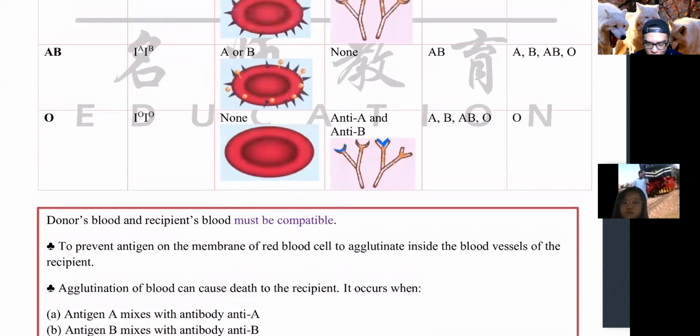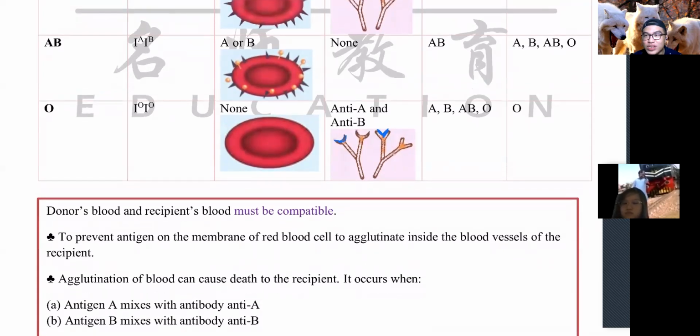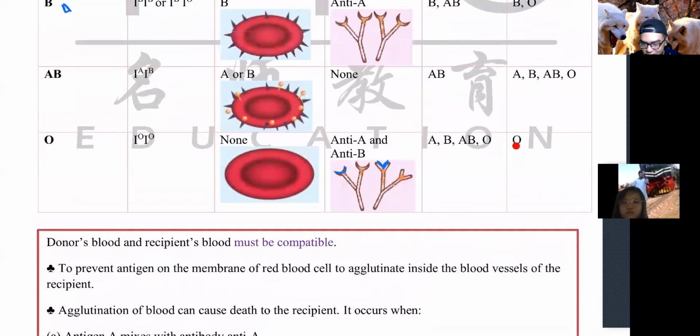So what does it mean? If you receive blood, you can only receive from O. Because if you receive A, your anti-A will go and fight it. If you receive B, your anti-B will go and fight it. But if you give blood, no worries. Everyone can receive your blood because you have no antigen. So for persons A, B, and O, everyone can receive your blood.